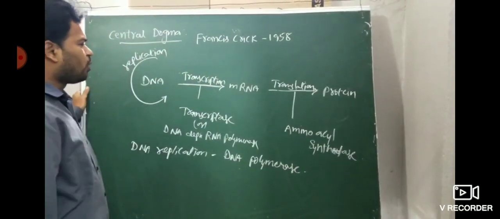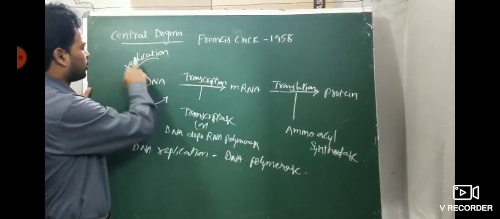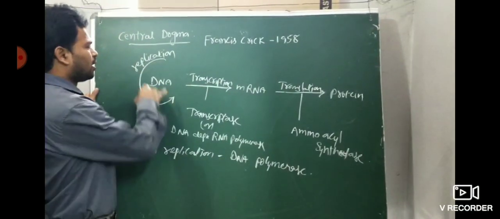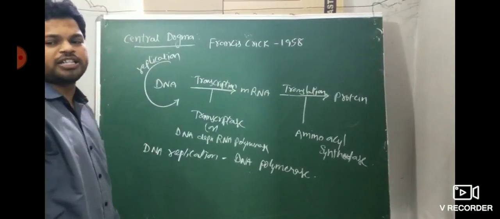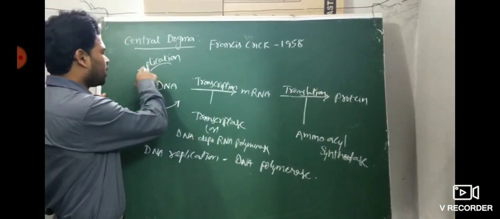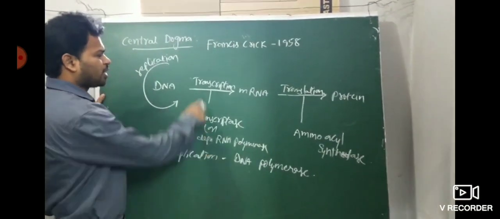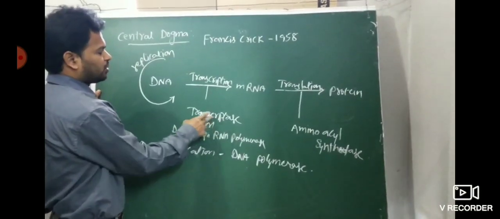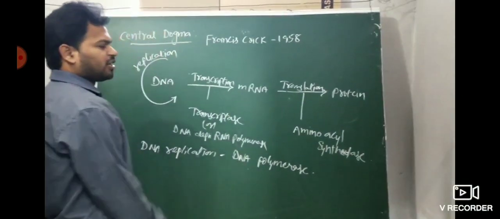So how might they ask questions? For example, they skip these words and label them A, B, C. Identify the A, B, C processes and what enzymes are involved in them. So here, replication: DNA dependent DNA polymerase enzyme. Then transcription: DNA dependent RNA polymerase or transcriptase enzyme. Then translation: aminoacyl synthetase enzyme.